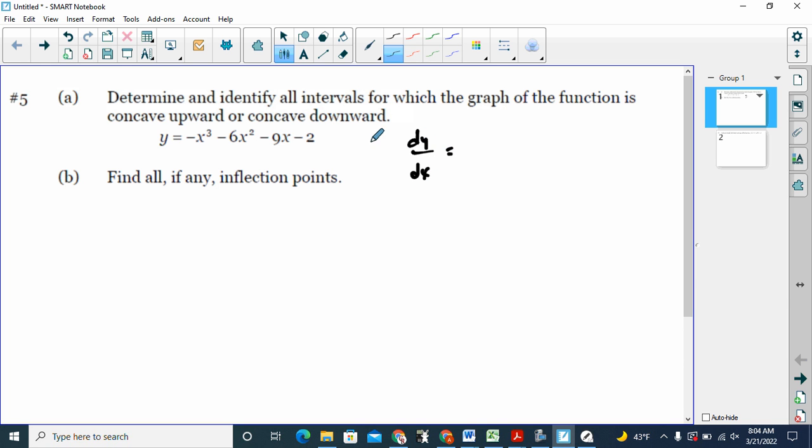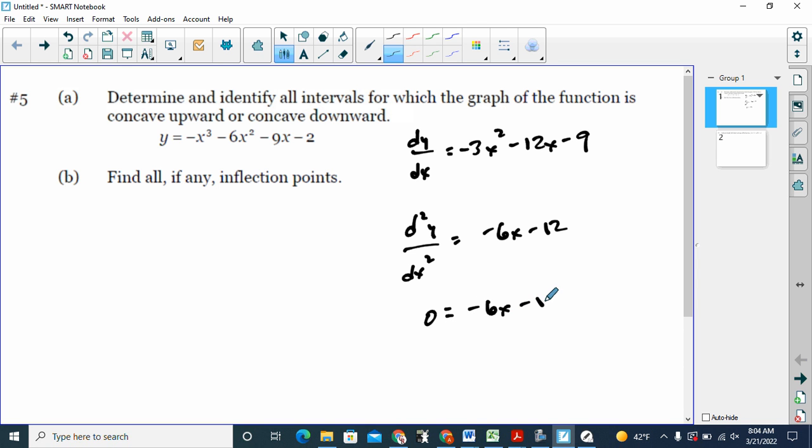So we're going to find the second derivative, which would be negative 3x squared minus 12x minus 9 for the first derivative. Our second derivative is negative 6x minus 12. Points of inflection always occur when the second derivative is equal to 0 or undefined. So set that second derivative equal to 0 and solve for x.